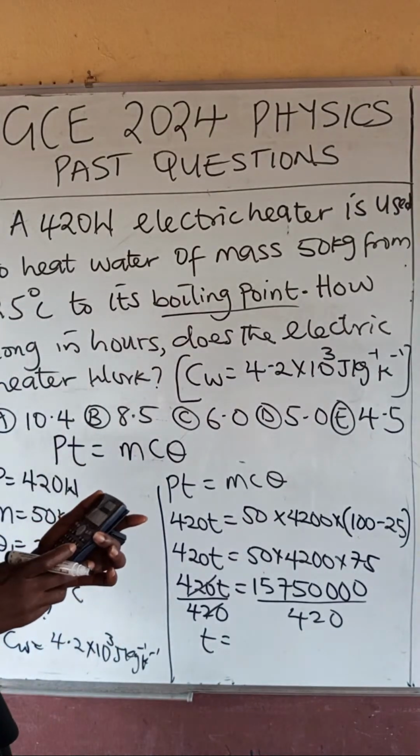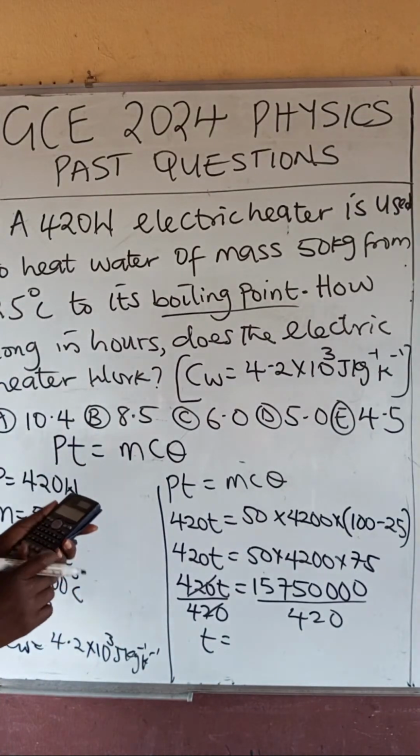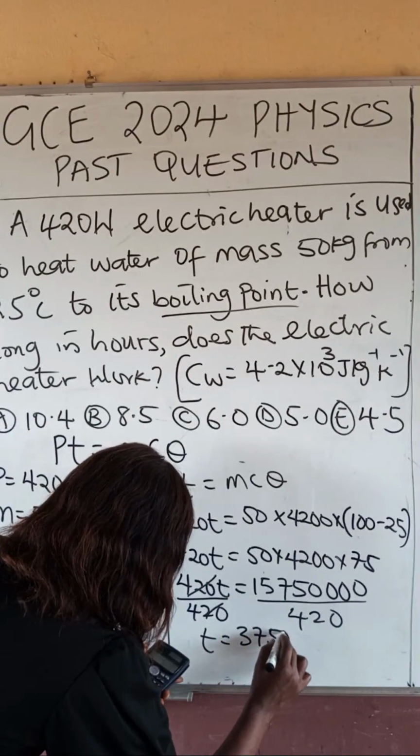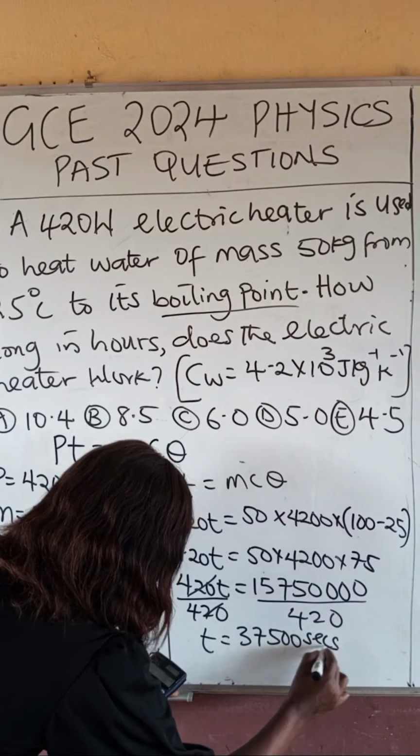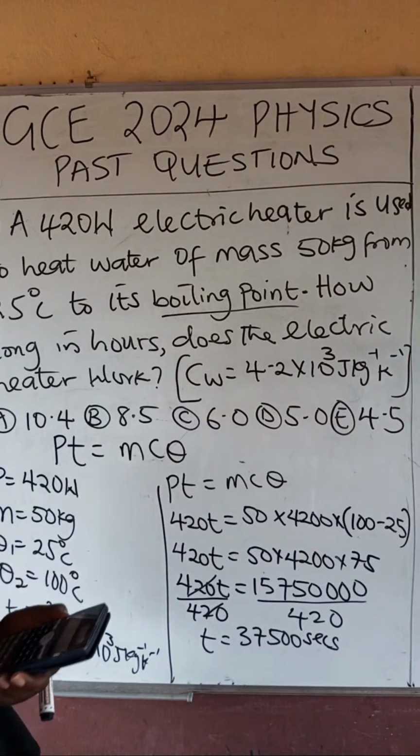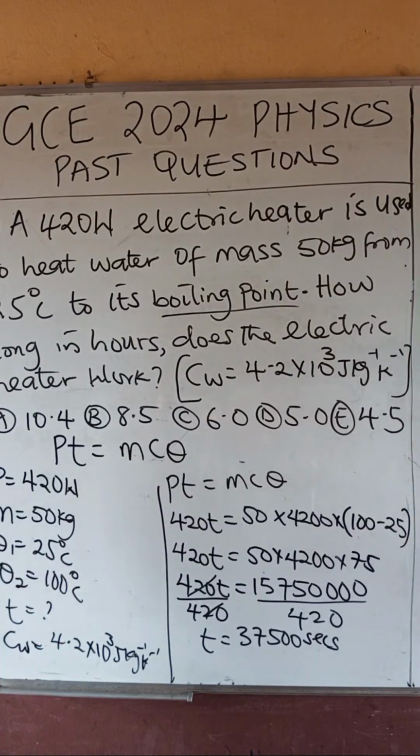If I divide by 420, I'm going to have 37,500 seconds. All right. But they say they want it to be in what? In hours. They want it to be in hours. So how do we get it in hours?